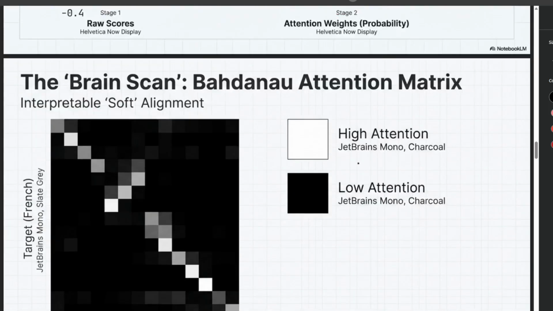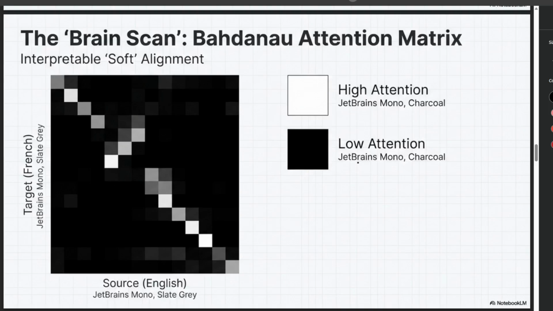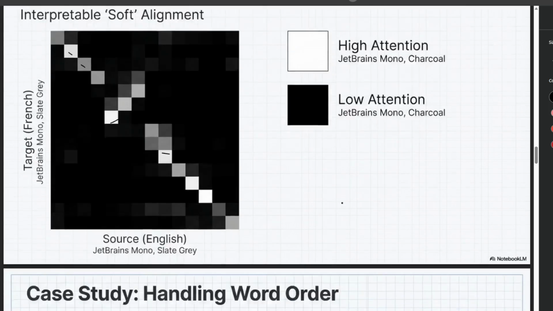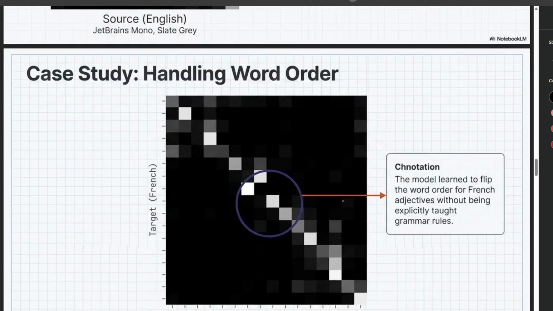This is the beauty of attention. It is interpretable. We can visualize those weights in a matrix. Here the x-axis is the source sentence, the y-axis is the generated translation. The white pixels represent the high attention weights. This shows us exactly which source word the model was looking at when it generated that specific target word. Let's look at a specific example.